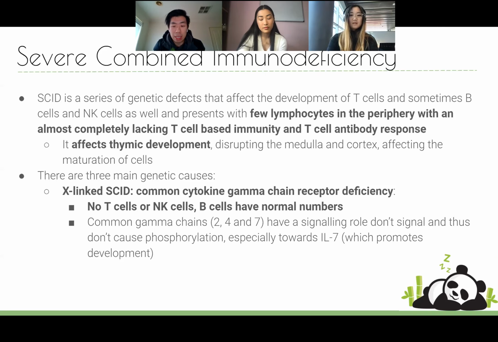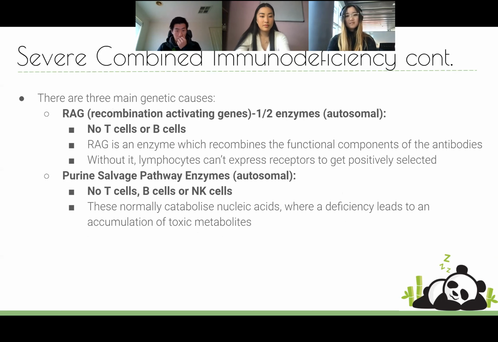So X-linked SCID, also known as common cytokine gamma chain receptor deficiency, is where there are no T cells or NK cells, natural killer cells, but the B cells have normal numbers. This is due to a problem with gamma chains, but that's one of the three main causes. The other two are your recombination activating genes, or RAG 1, 2 enzymes, where there are no T cells or B cells. Basically the RAG is an enzyme which recombines the functional components of antibodies, and as such, they can't be positively selected without it.